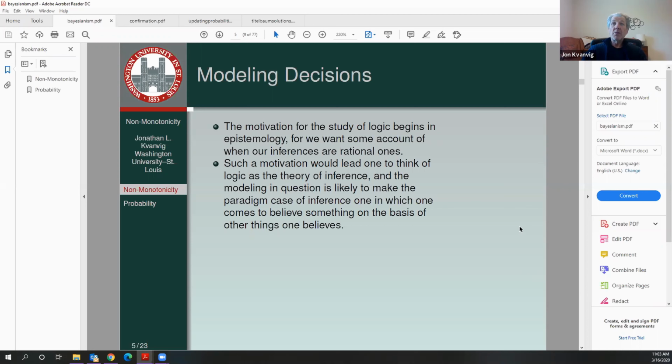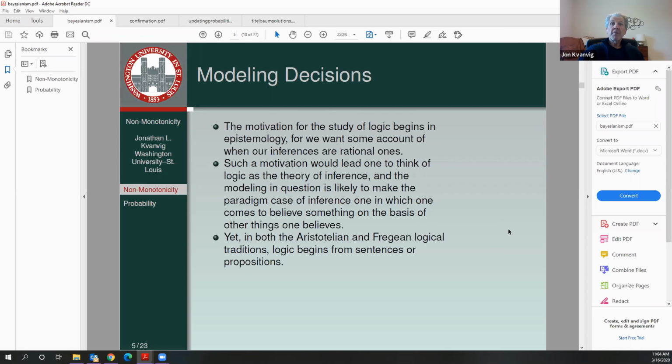And the modeling in question is likely to make the paradigm case of inference one in which you come to believe some things on the basis of believing other things. So the theory of inference would naturally be thought of as moving from one belief or set of beliefs to another belief or set of beliefs. Yet in our study of logic, we don't start there. We begin with sentences or propositions, the kinds of things that could be believed, but need not be believed. We just start with a non-psychological notion that is purely linguistic or semantic in nature rather than psychological.